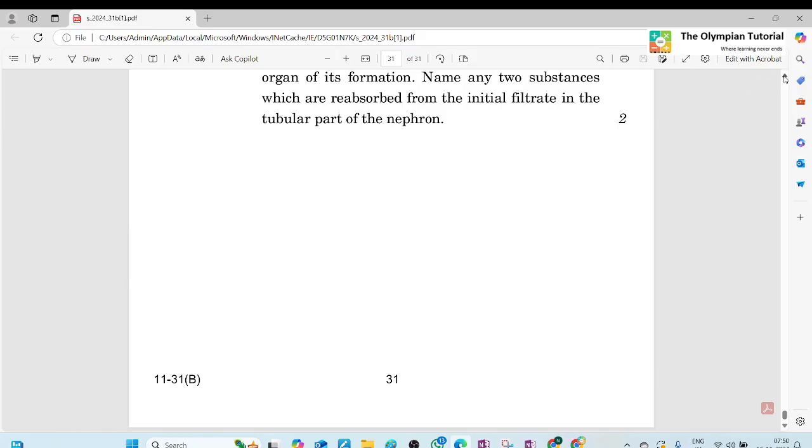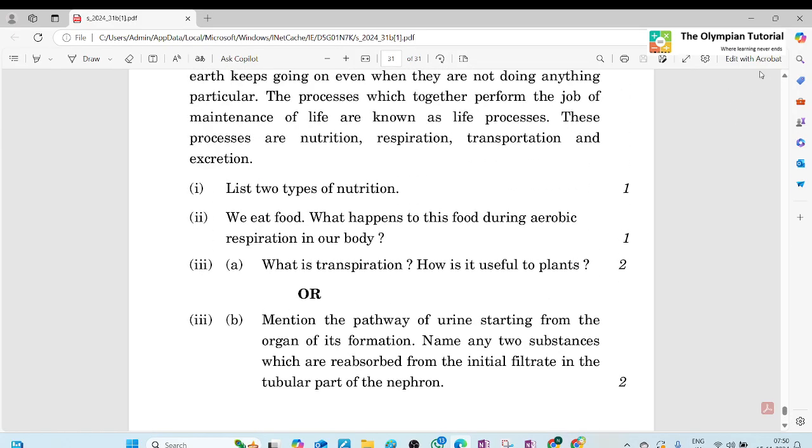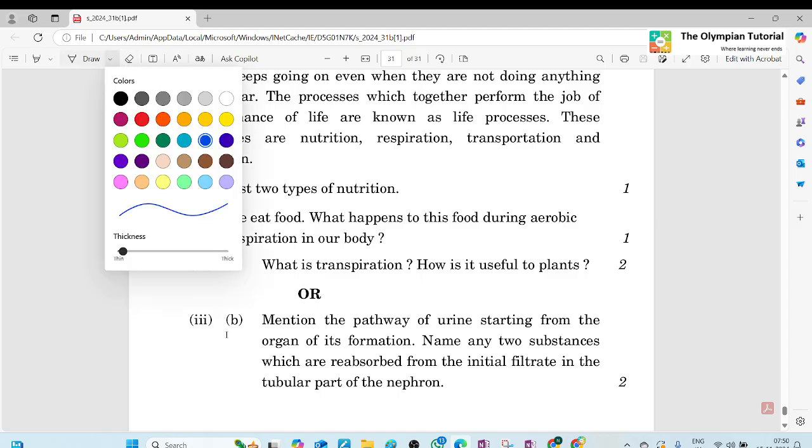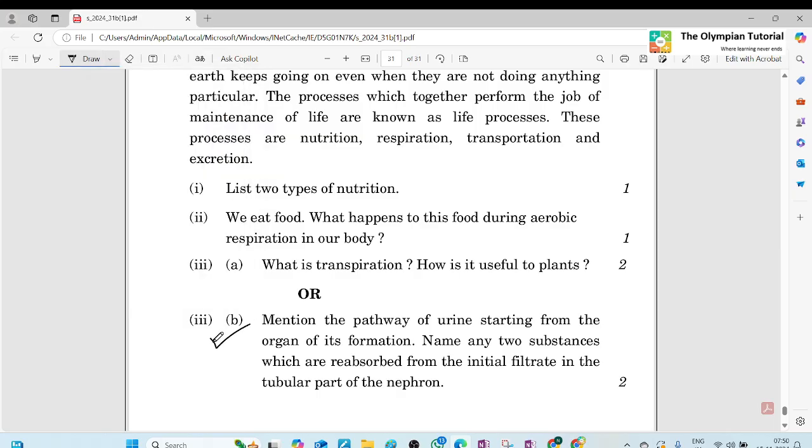This one is the last question. Third B. I am starting from the last. Third B. Ma'am, should I read? Yes.